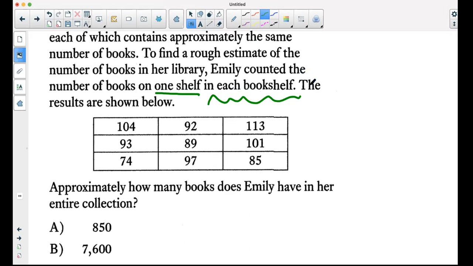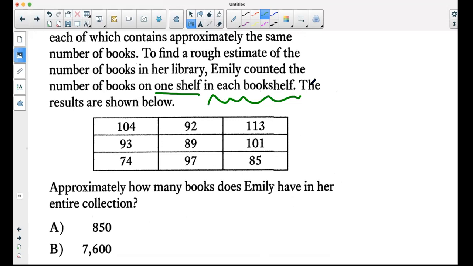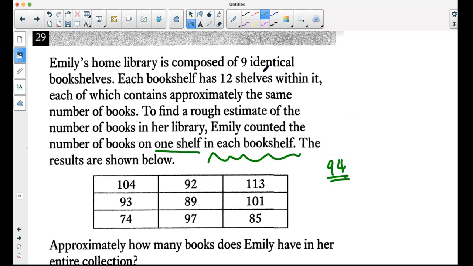I get around 94. So I have around 94 books per shelf in each bookshelf. But how many shelves are in each bookshelf? So it says Emily's home has 9 identical bookshelves, so we have 9 of them, but each bookshelf has 12 shelving units.